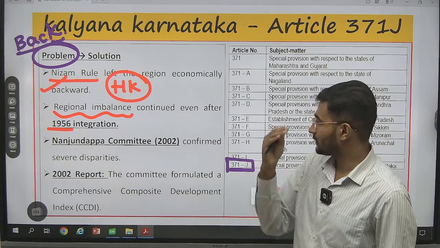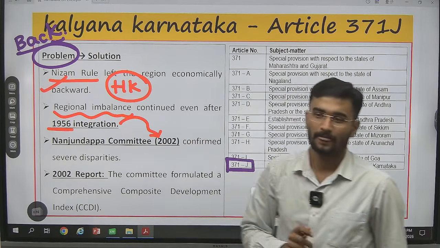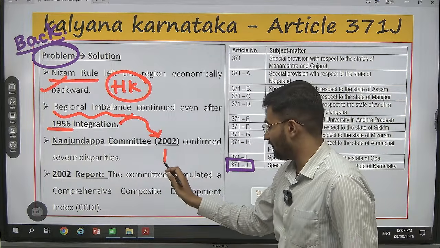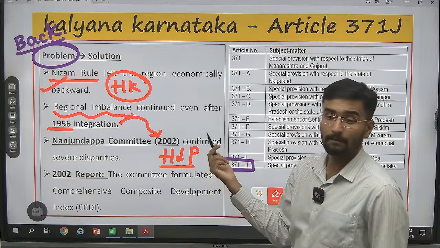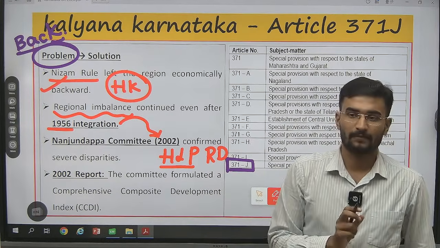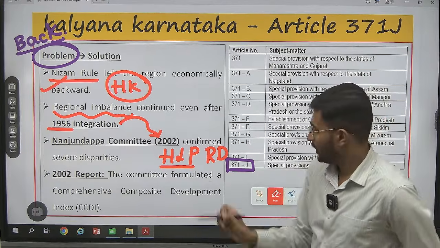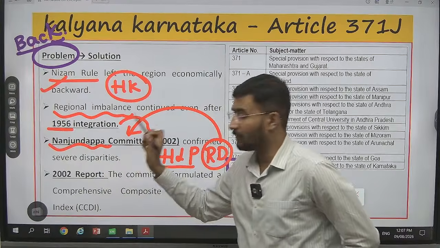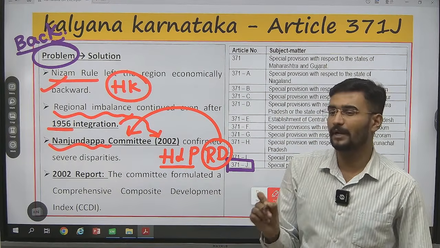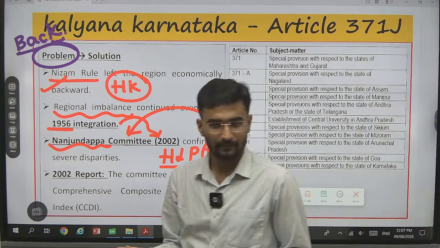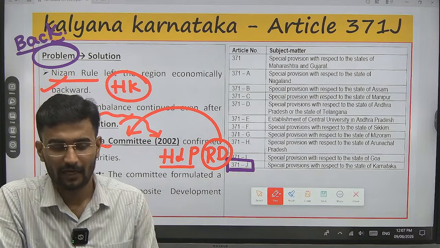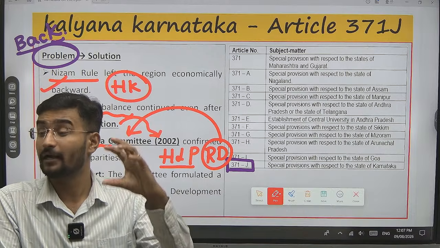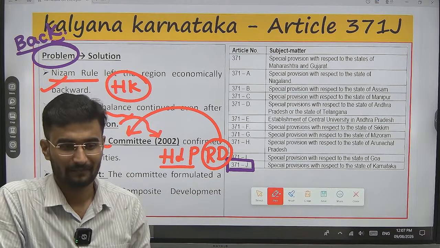This continues. The third one: we need to bring a solution. The solution came in the year 2002. We established a high level panel committee to reduce regional disparities, headed by Nanjundappa. But be cautious here: it is not exclusively for the HK region. It is for reducing regional disparities, with the basic aim of controlling the discrimination between regions. Hope you are getting it.